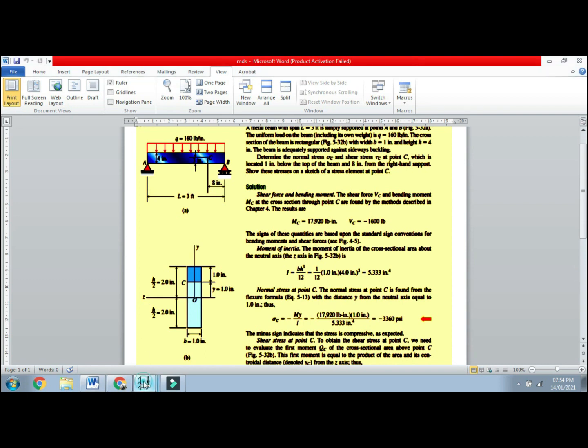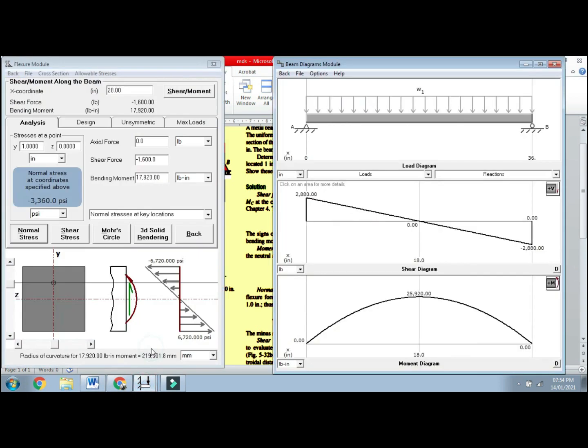Now let's go ahead, but we are also interested in the radius of curvature. You have to change it also, this one. This is the normal stress and this is the inches. This is the radius of curvature. This is the 17,920 inch-pound-inch. So basically it comes out to be equal to 8,633.9 inches.